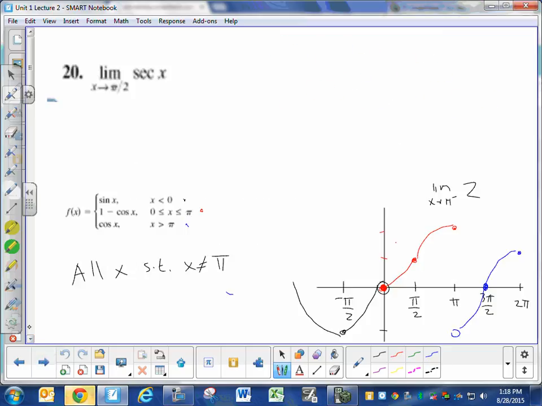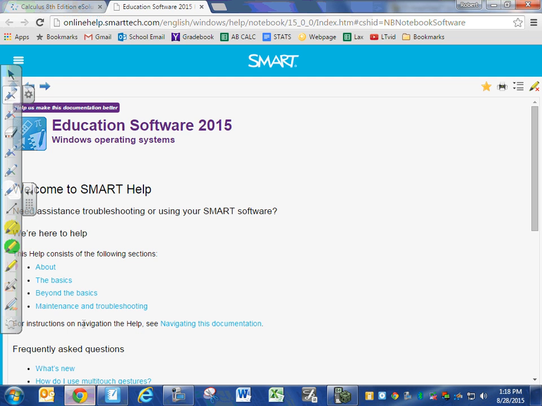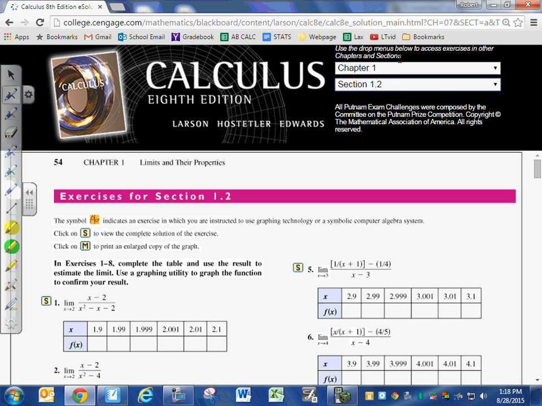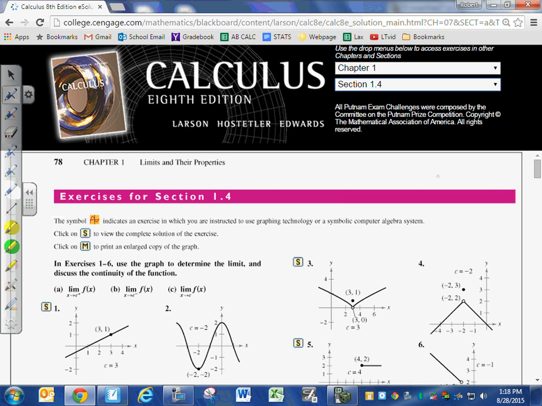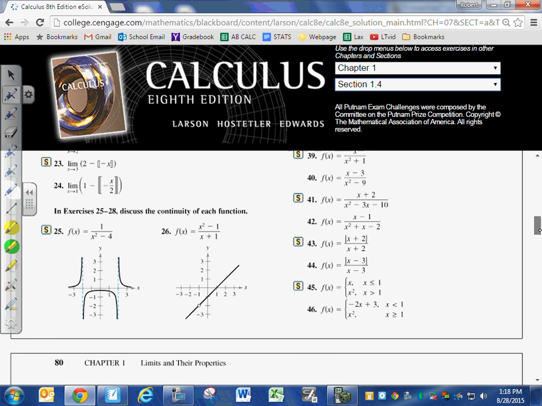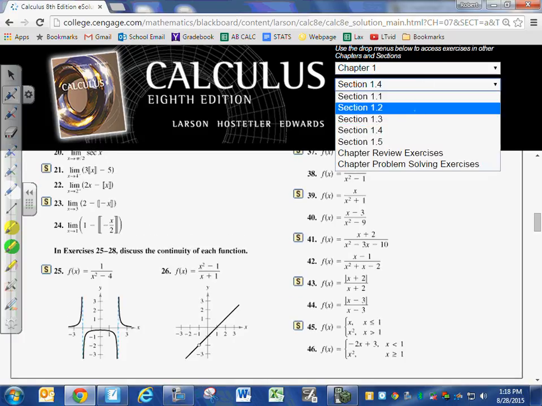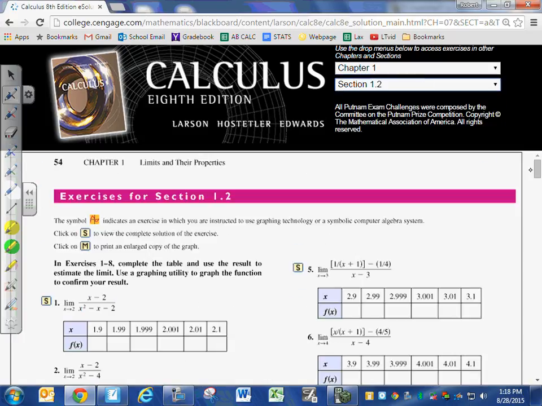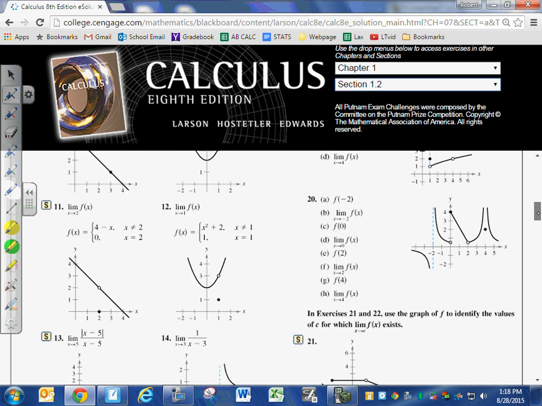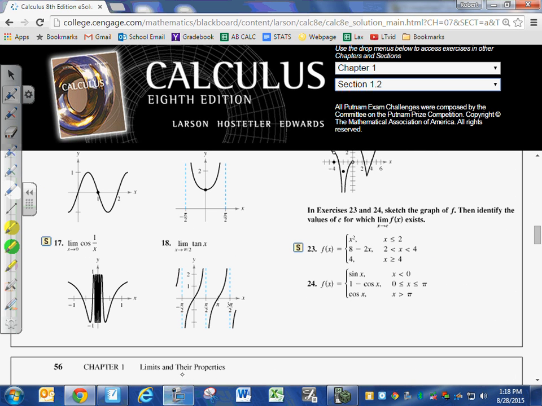Yes, ma'am. On question 24, when they ask you to graph the sine and cosine piecewise function, what was the first or left of those? So is that section 1.4? 1.2. Okay, let's talk about that one. That's not something that you need to necessarily remember. It's just like graphing any function. Sine of x when x is less than 0, 1 minus cosine x between 0 and pi, cosine of x when x is greater than pi.